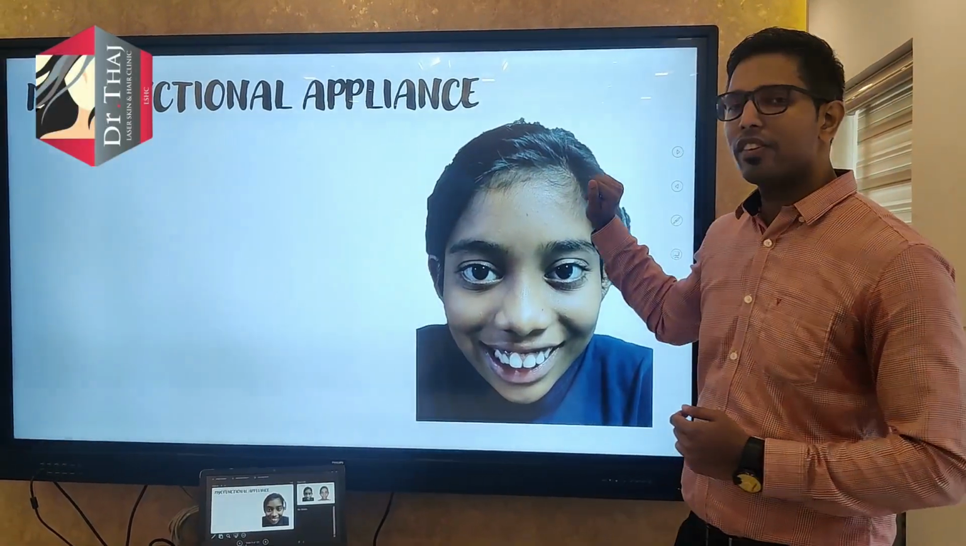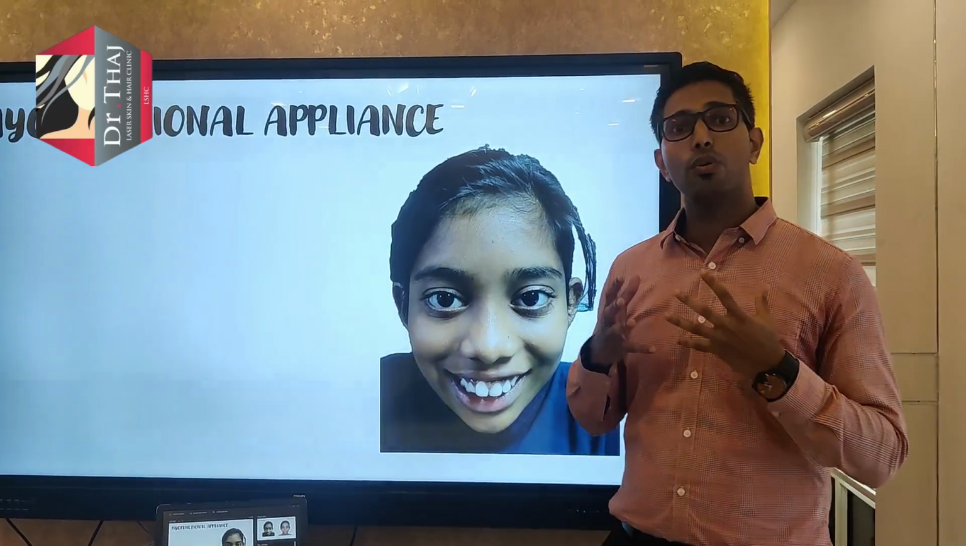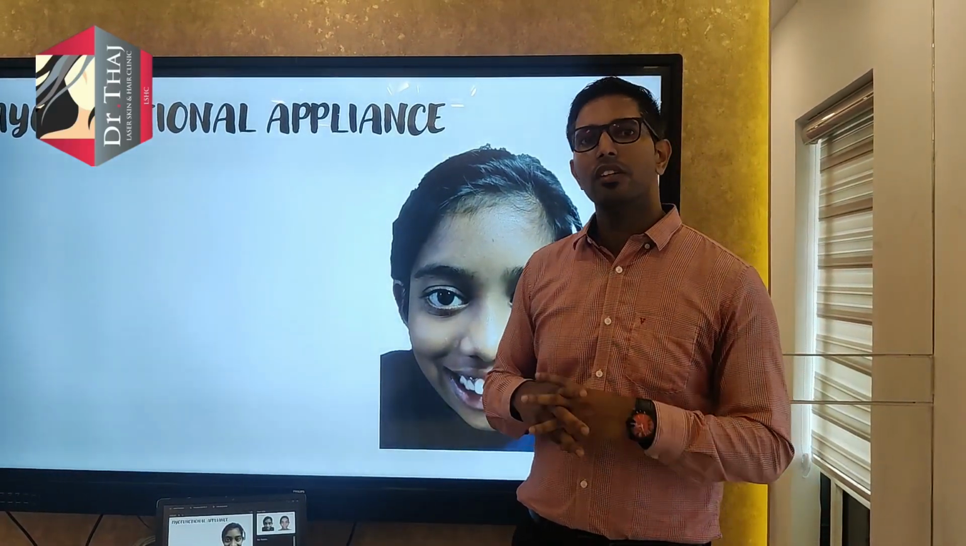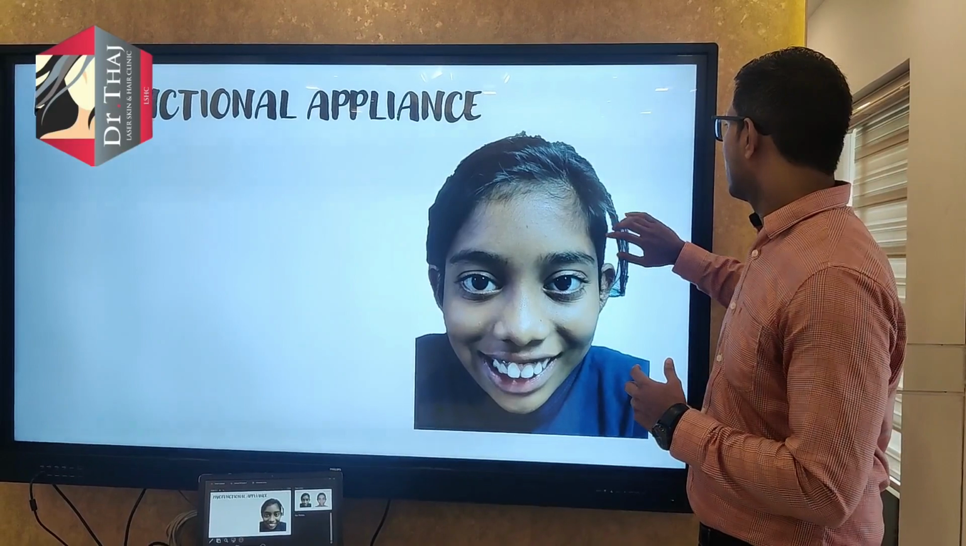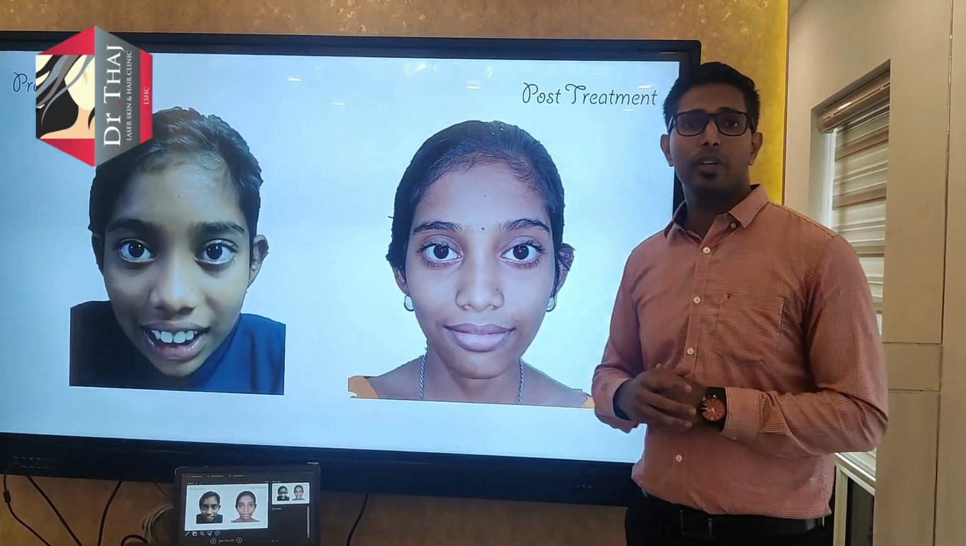So what is a myofunctional appliance? These are appliances which will help a jaw to grow in a particular direction so that we can modulate the patient into a nice looking or a pretty looking face.